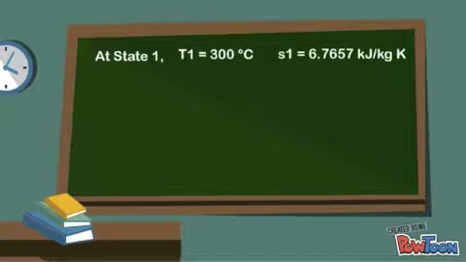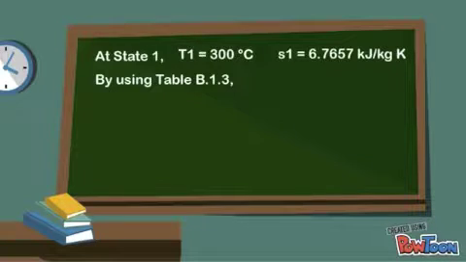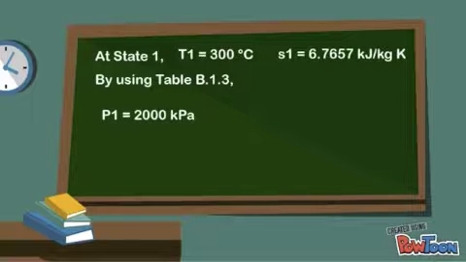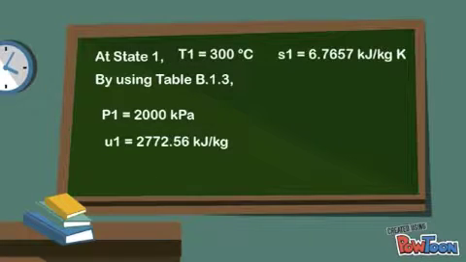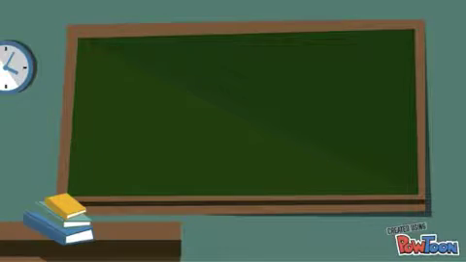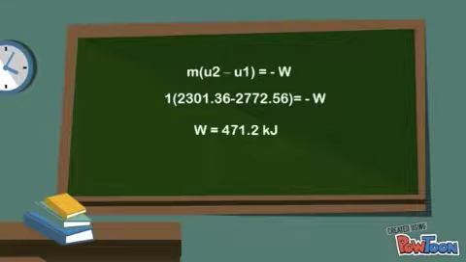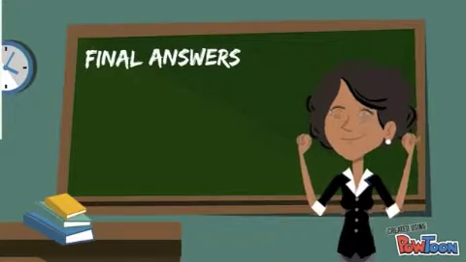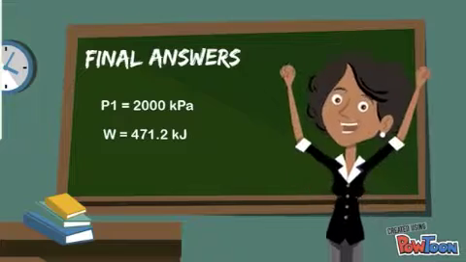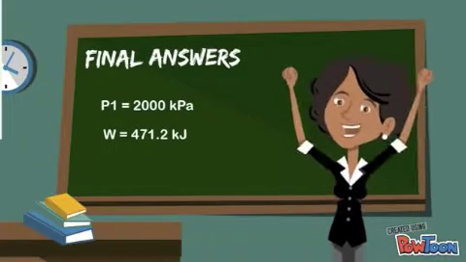By using table B.1.3, it could be found in the table that pressure is 2000 kilopascal and internal energy is equal to 2772.56 kilojoule per kilogram. Going back to the first law of thermodynamics equation, the values are substituted, giving work as 471.2 kilojoule. Therefore, the final answers are: pressure is 2000 kilopascal and work is 471.2 kilojoule.